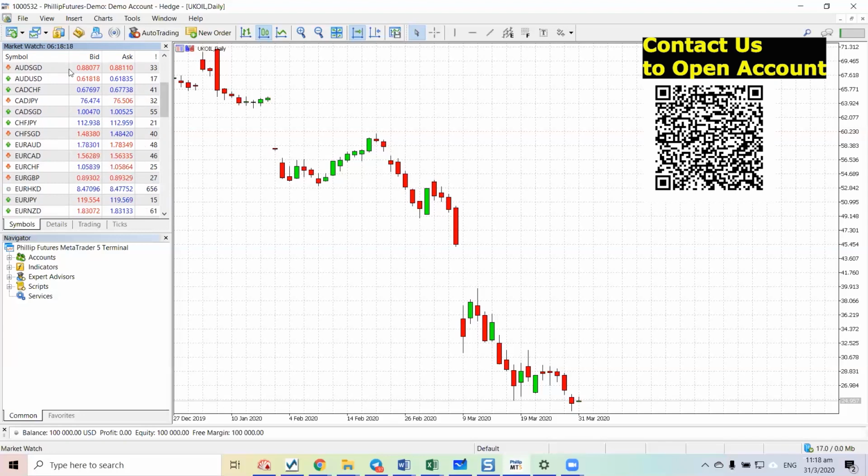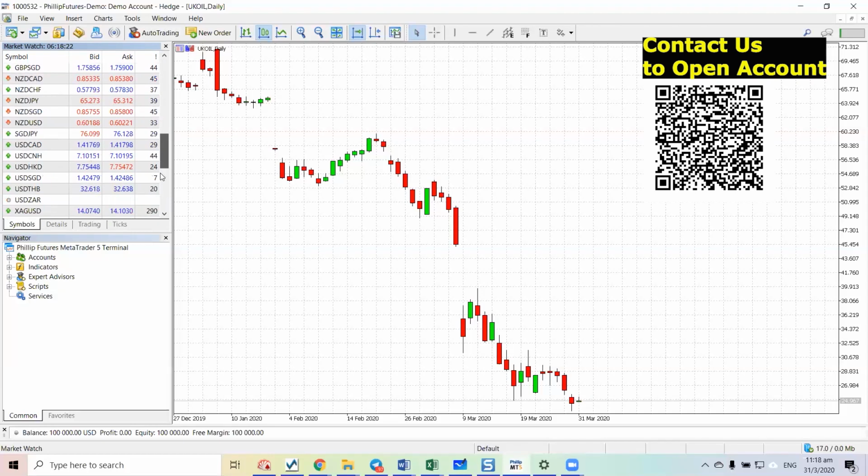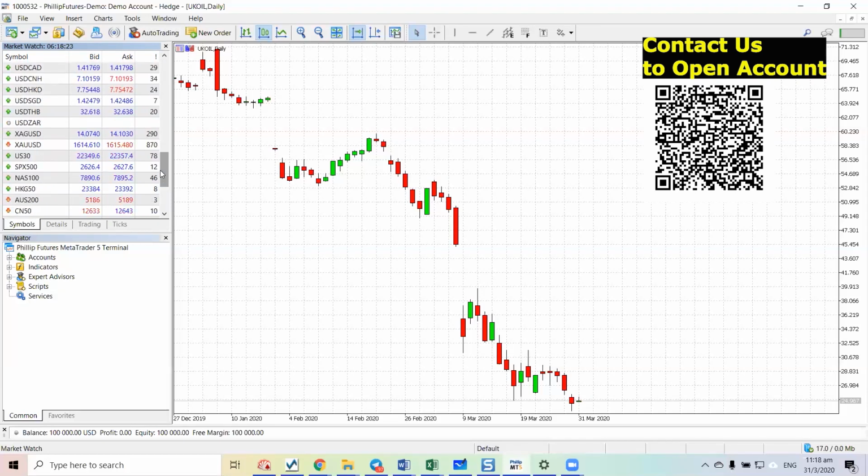So basically, if you don't know what you want to trade, you can show all, and from here you can see what is available. Okay. So for this XAG and XAU, both of these are bullion. XAG is silver and XAU is gold.